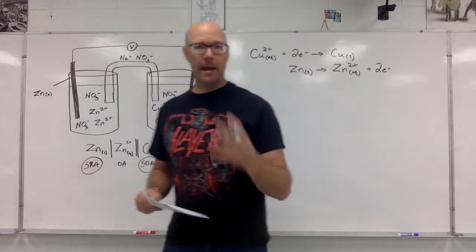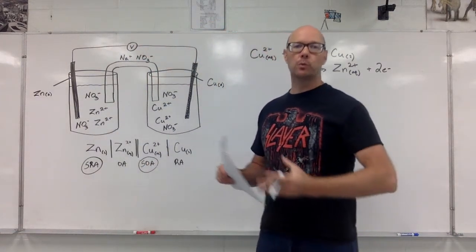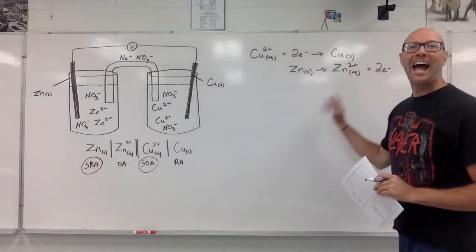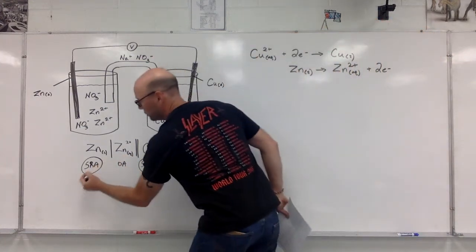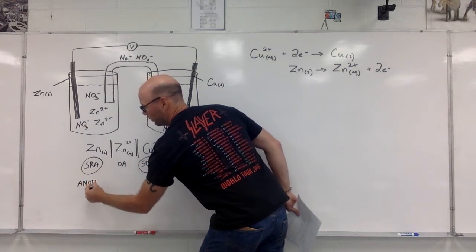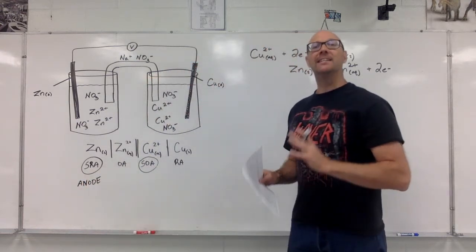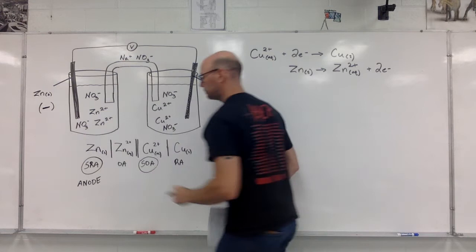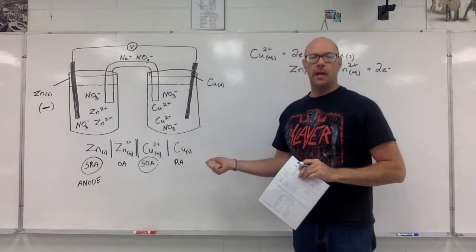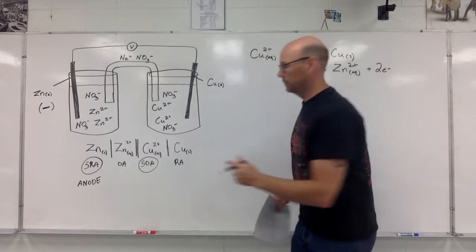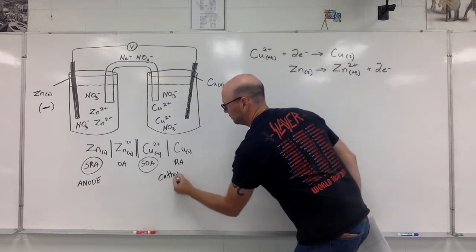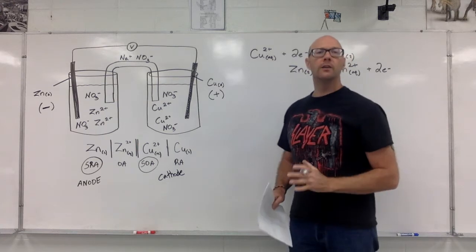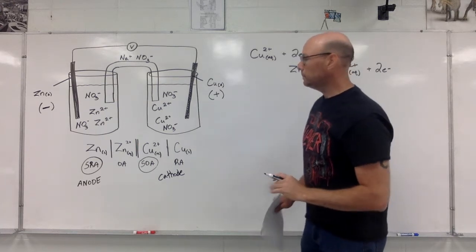At this point, I'm able to identify the electrodes, which one is the anode, which one is the cathode. The strongest reducing agent gets oxidized at the anode. So the reducing agent, this is going to be the anode. And the anode is that negative electrode. The oxidizing agent gets reduced, and reduction occurs at the cathode. So the copper electrode over here is the positive cathode. Okay.